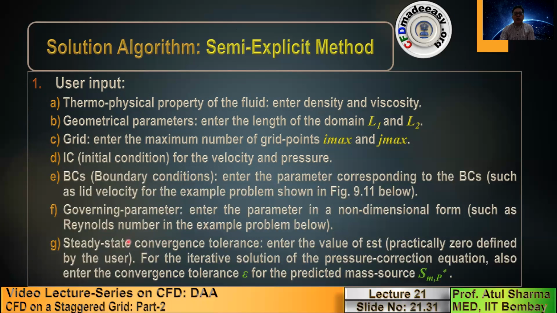Finally, user input is showing the steady state convergence tolerance. So you have to enter the steady state convergence tolerance. Note that even if you are following a semi-explicit method, there are two loops. One loop is for pressure. So for an iterative solution of pressure correction equation, you have to enter the convergence tolerance. So there are two convergence tolerances. One for convergence of pressure correction, which is epsilon, and this epsilon st is for the steady state convergence. Epsilon for pressure correction, epsilon st for steady state convergence.